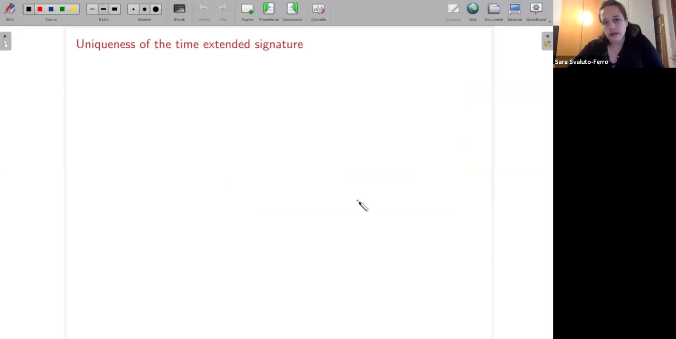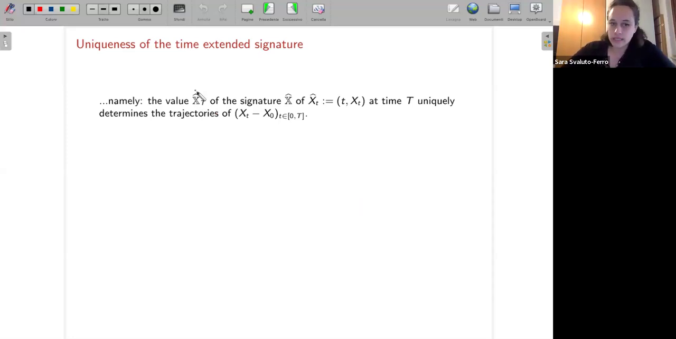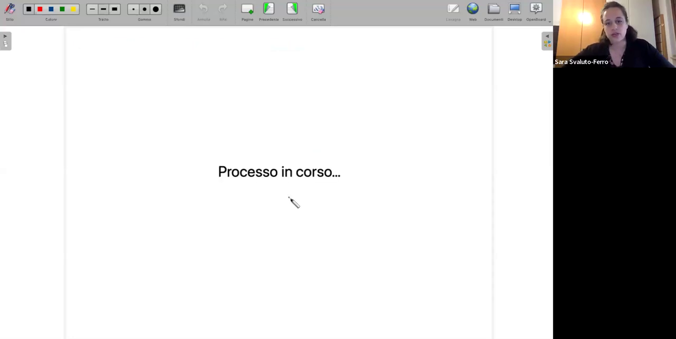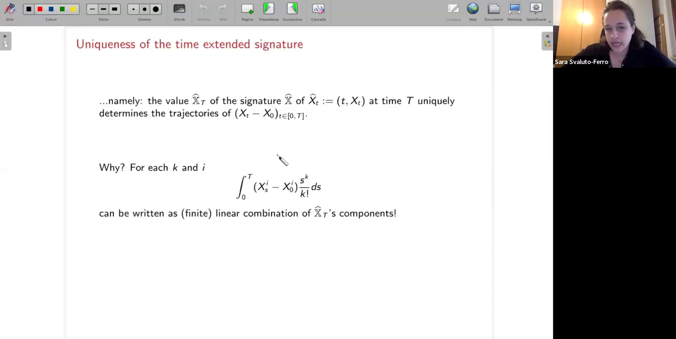Uniqueness of the time-extended signature. If we know the signature capital T, we also know all the trajectory of X between time 0 and time T. Why? Because this element here can be written as a finite linear combination of the signature. Why? S to the power k divided by k factorial is the component of the signature given by 1, 1, 1, 1, 1, k times. Because we take the component 1 of the process, which is T, and we integrate it k times. If we do it, we get T to the power k divided by k factorial.